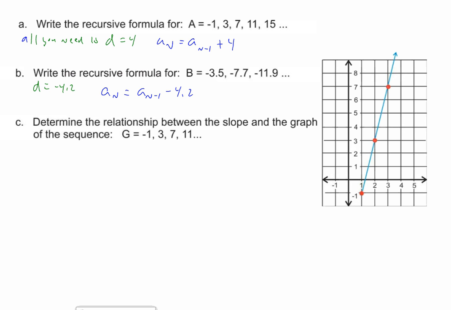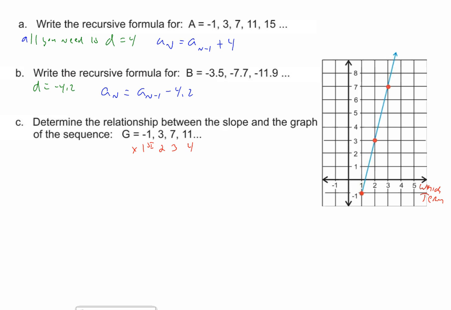All right, C, determine the relationship between the slope and the graph of the sequence. This is important to see, a relationship here. And remember, the number of the term is like the x values. So this is which term, right? I'm writing here on the x-axis. When x is 1, that's the first term. When x is 2, that's the second term. When x is 3, that's the third term. This is when x is 4.